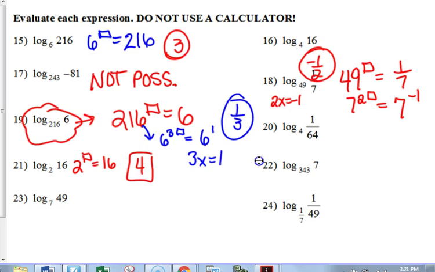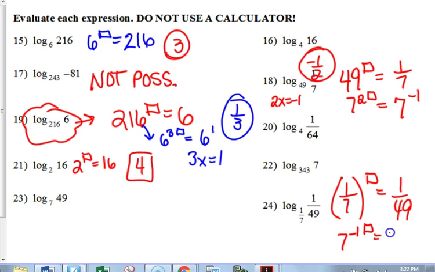Did someone have another one? Okay, this one's easier than it looks. 1/7 to what power is 1/49? If you rewrote it, this would be 7 to the -1 equals 7 to the -2. Yes, so it's just 2. It looked hard. It did.